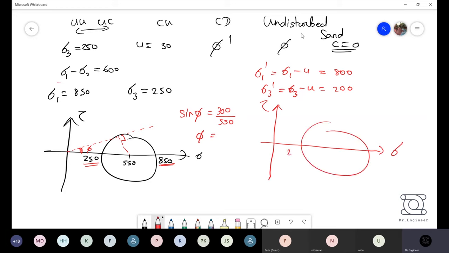So here it is 200, here it is 800. Again, the radius is 300, so the center would be 500. So the Mohr Coulomb failure envelope would be somewhat like this. Here it would be perpendicular. This angle is phi dash. So sine phi dash is equal to 300 by 500. So here you can find the phi dash value.